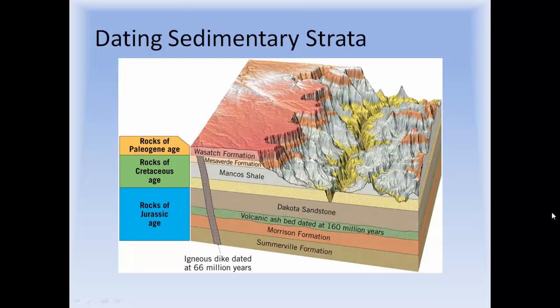So, dating sedimentary rocks. Here we have sedimentary layers. Then we know there was a volcanic ash bed here, and then there was a dike here. The dike we've aged at 66 million years, so we know this is younger than all of these rocks. This rock here must be younger than 66 million years. Okay, and we've divided up these rocks: these are from the Jurassic, these are the Cretaceous, and this is the Paleogene age.